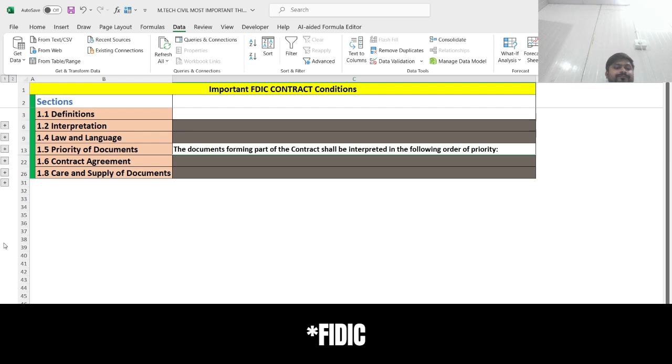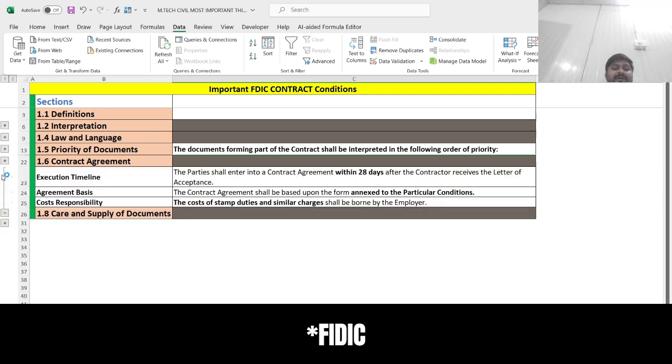All right. And what are the contract agreements basically? Let's see. There will be different agreements happening between the contractor and the employer. So there will be an execution timeline agreement. What happens once the LOA is given to the contractor? Within 28 days after the contractor receives the letter of acceptance, the party that has been awarded the LOA has to enter into the agreement and submit all the required documents, and he has to go to site and start the work.